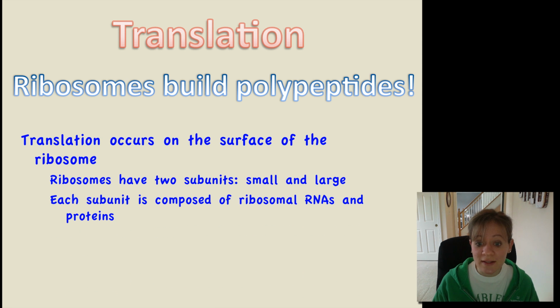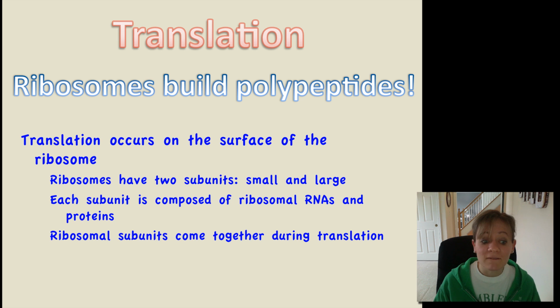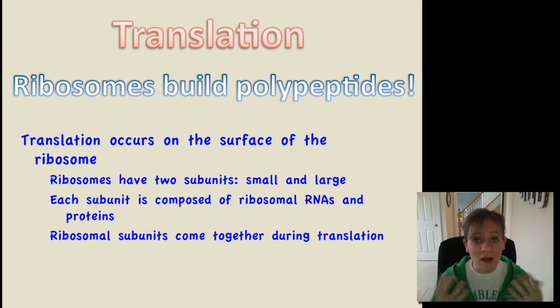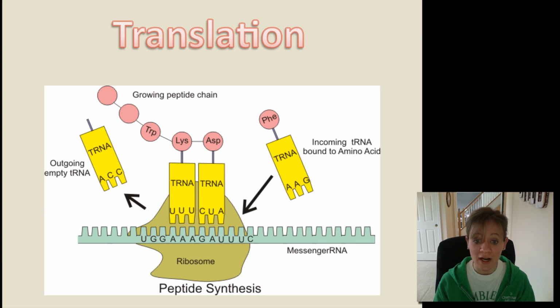Each subunit, like I said earlier, is composed of both ribosomal RNA and protein. And finally, ribosomal subunits only come together during translation. If a protein does not need to be made, ribosomal subunits are just sort of apart from each other. But then once that messenger mRNA comes in, the 2 subunits grab onto the mRNA and they start reading the mRNA. So they've got binding sites both for the mRNA and for the tRNA.